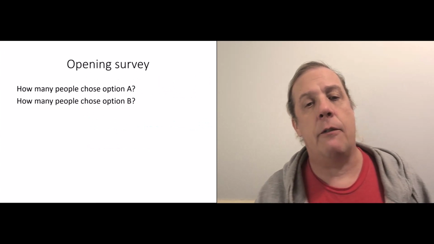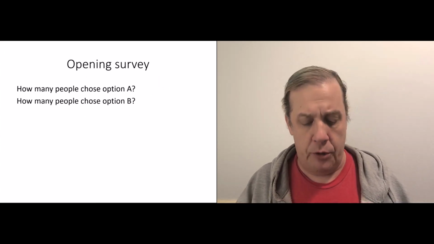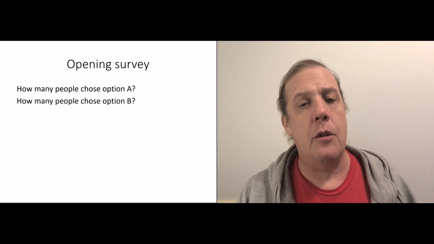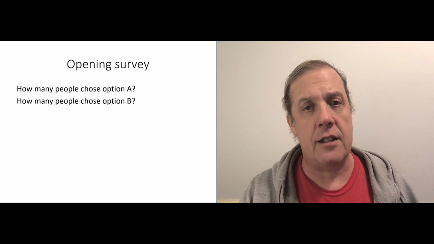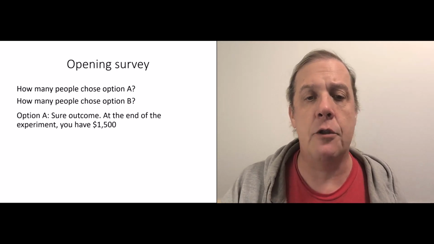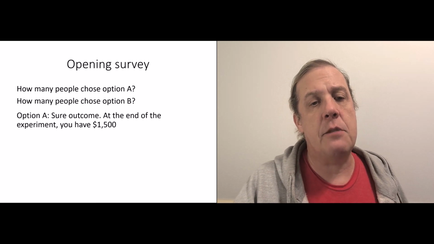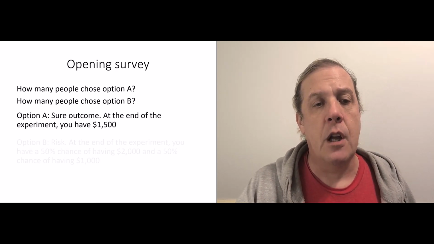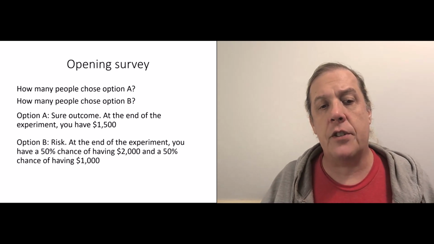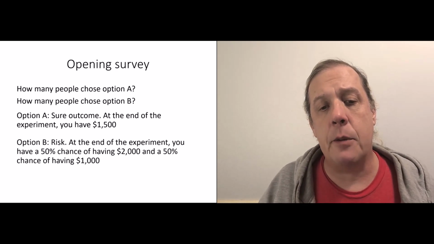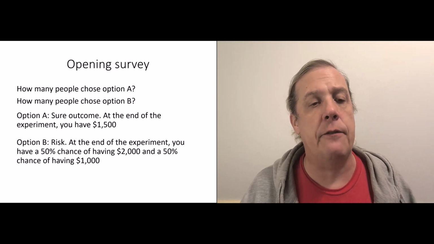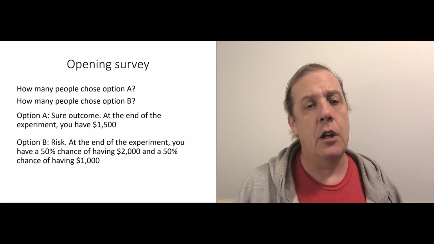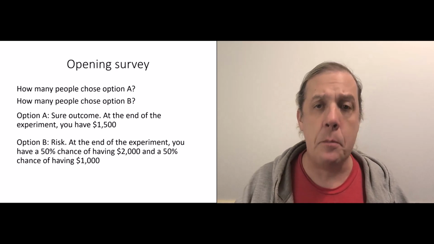Basically, what happens is everyone is given a piece of paper with two choices on it, option A and option B. And for everyone, the two choices are mathematically the same. Option A gives you a sure outcome. At the end of the experiment, you have $1,500. Option B involves a risk. At the end of the experiment, you have a 50% chance of having $2,000 and a 50% chance of having $1,000. So everyone has two options and they're mathematically the same.